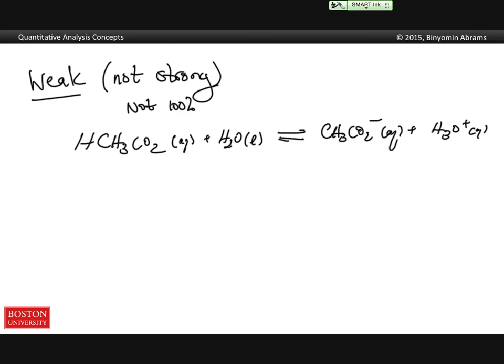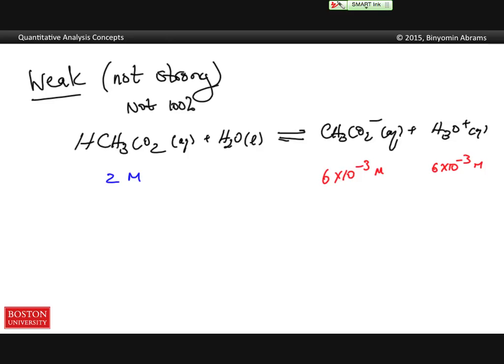And the idea here is, if I again started with 2 moles per liter of acetic acid, I would not get 2 moles per liter of hydronium and 2 moles per liter of acetate. In fact, because I've done this, I would get 6 times 10 to the minus 3 moles per liter for each of these if I were to start with 2 molar acetic acid, which is a really small amount.